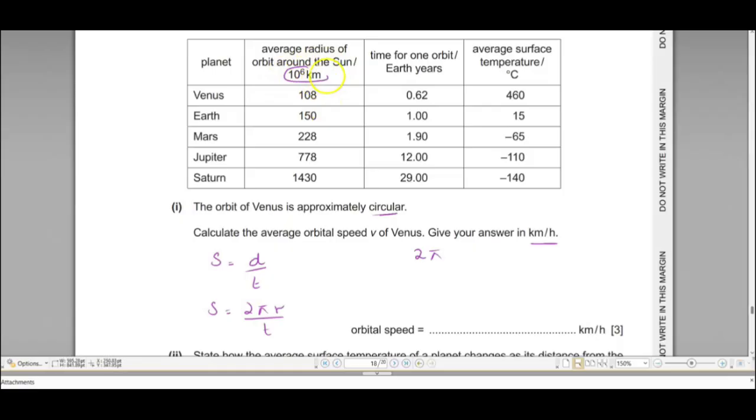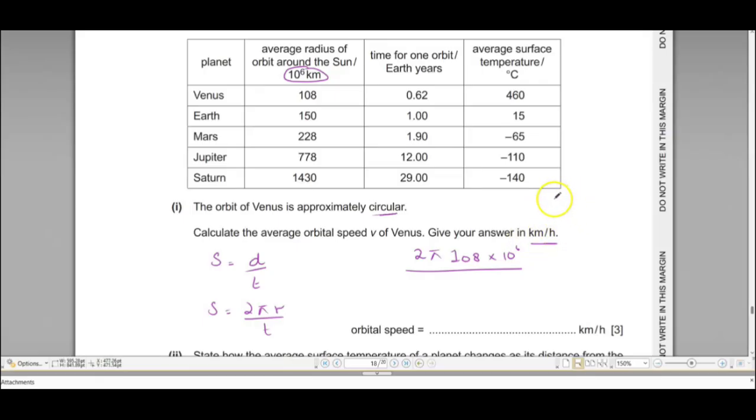Please don't forget these things over here, okay? It's not just 108 × 10^6, and the time for the orbit is 0.6 Earth years. So this has to be converted into hours, since we have to give the answer in kilometers per hour.